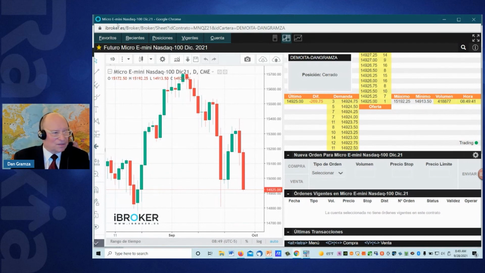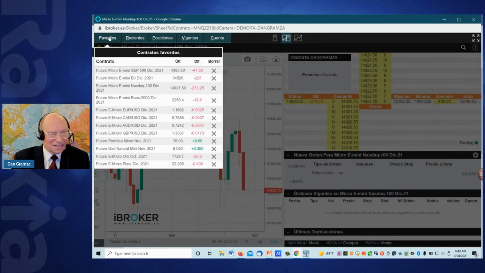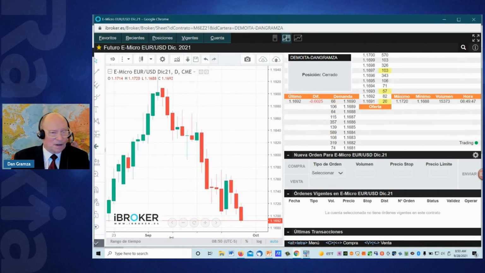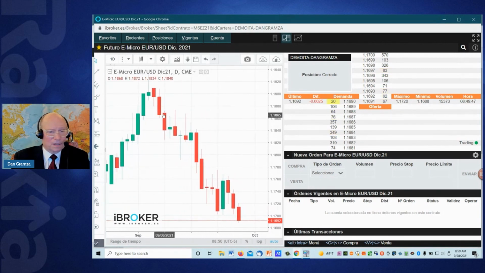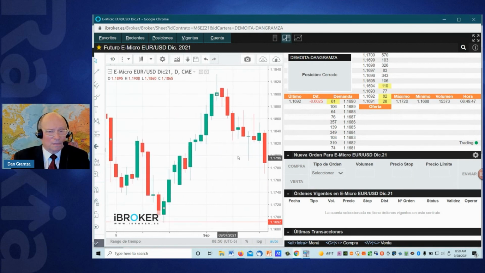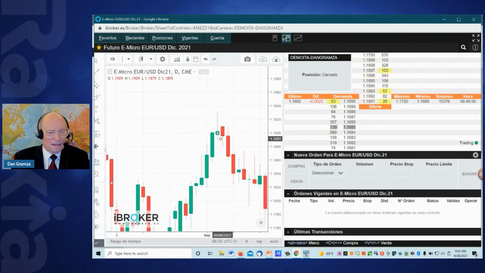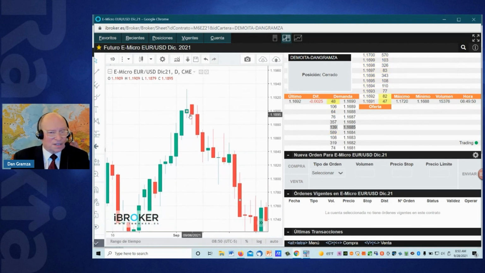Well, I don't see anything else there. Let's look at one more here. Let's look at the euro. Let's look at our currency. And right here, look at the highs there. Let me open this up a little bit and we'll spread that out so you can see a little bit better. There we go. And let's move that down. There.